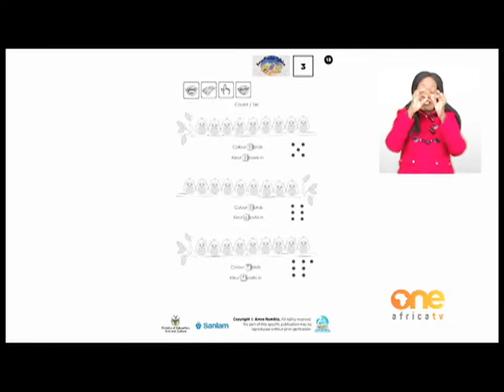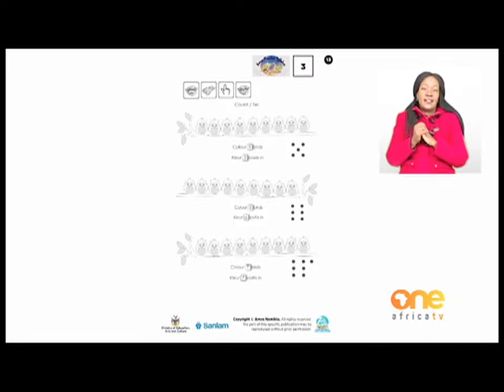of the tree. We need to color in only 5 birds. Let's count and stop at 5. Let's count the birds together as you point. 1, 2, 3, 4, 5. And you stop right there. Now let's color in 5 birds.